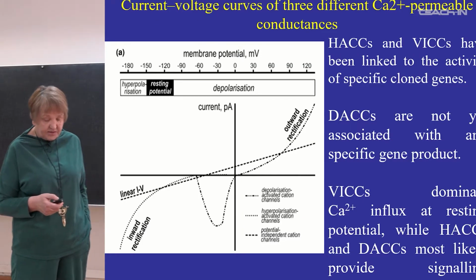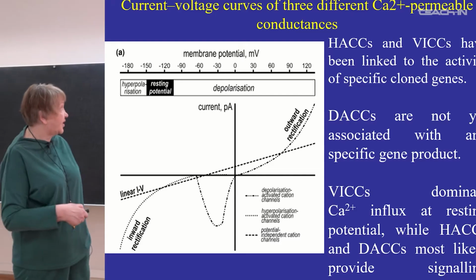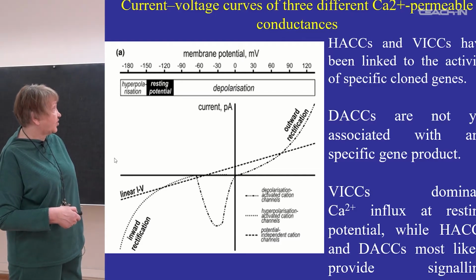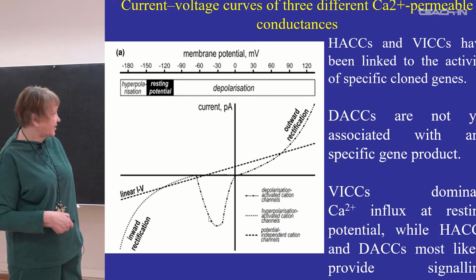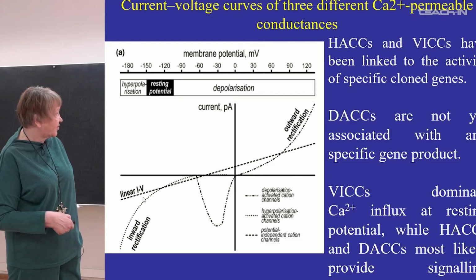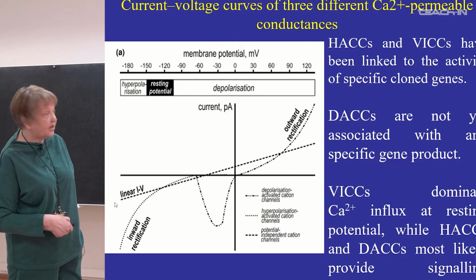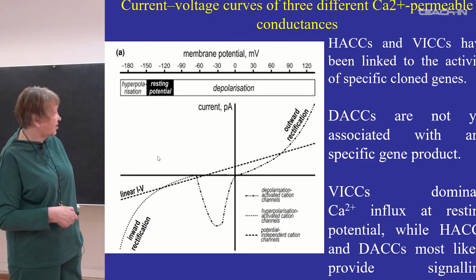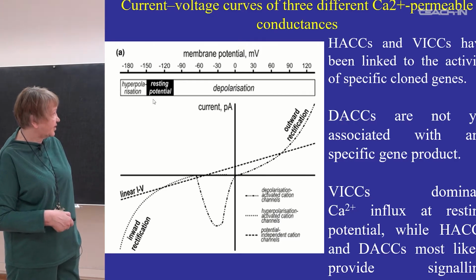On this graph, you see current-voltage curves of 3 different calcium permeable conductances. So what do you think this is? What kind of conductance is this? Here's our resting potential, hyperpolarization, depolarization. This is linear.